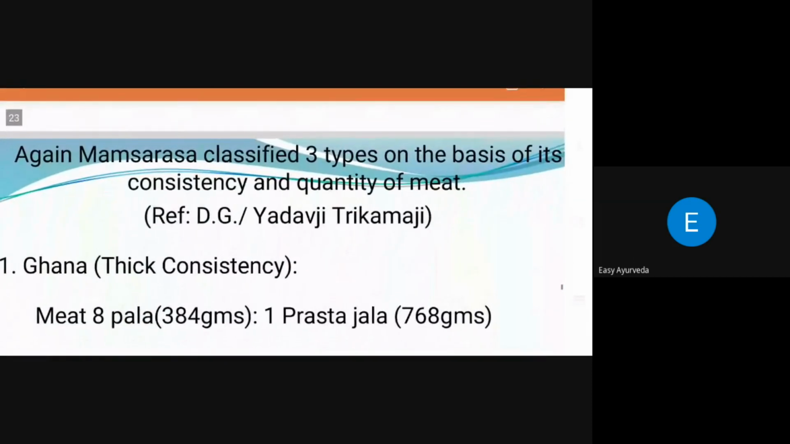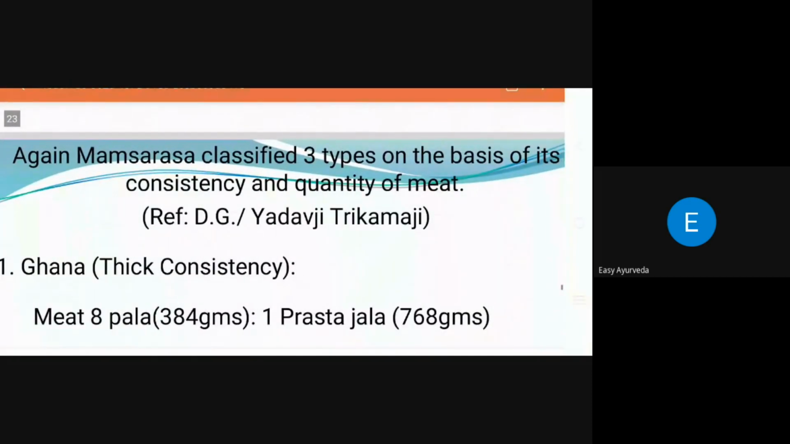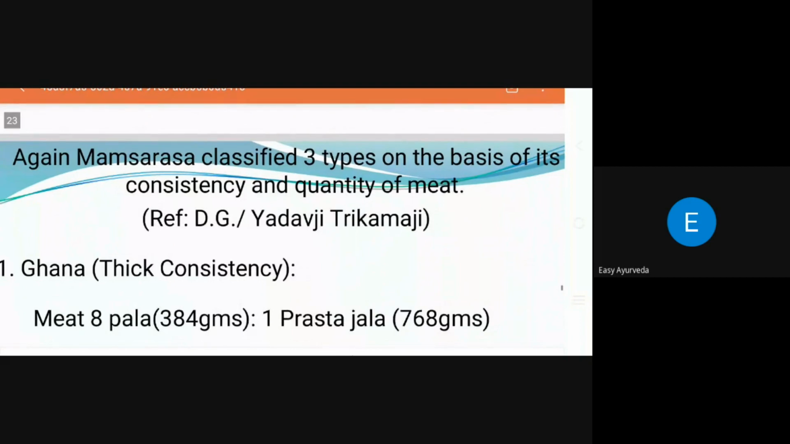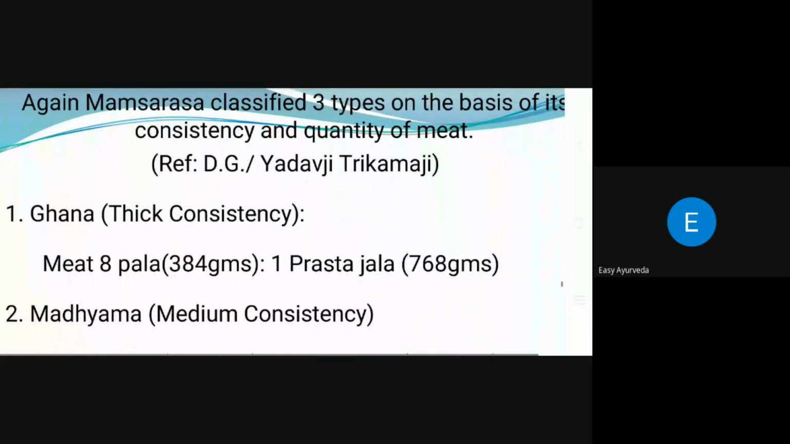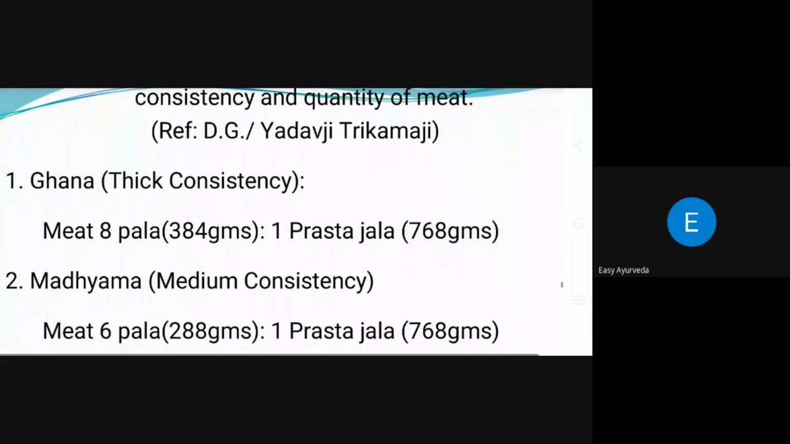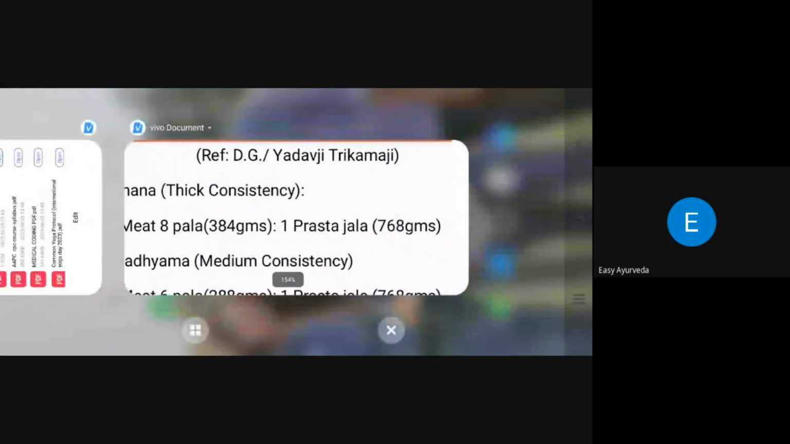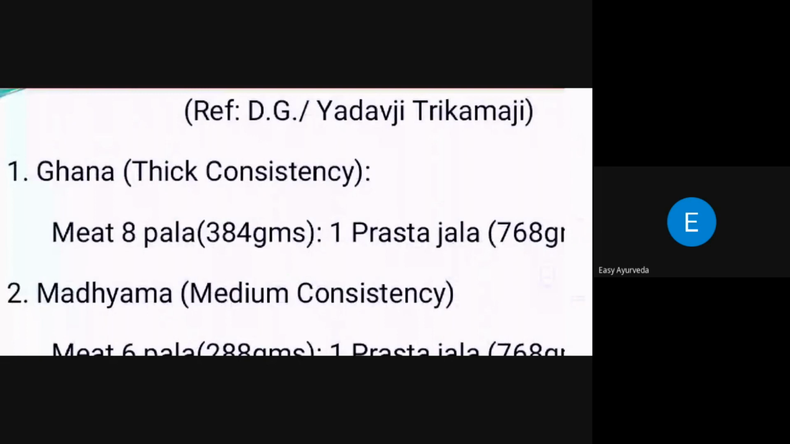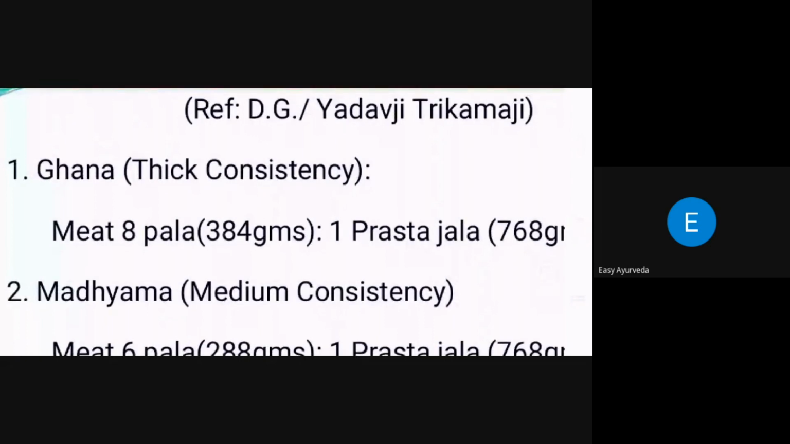Next, Mamsarasa can be classified into three types on the basis of the consistency and quantity of meat. This is added by Acharya Yadavji Trikamji. There are three types: Dhana, Madhyama and Tanu. Dhana means thick consistency in nature, that is, the meat soup is thicker.